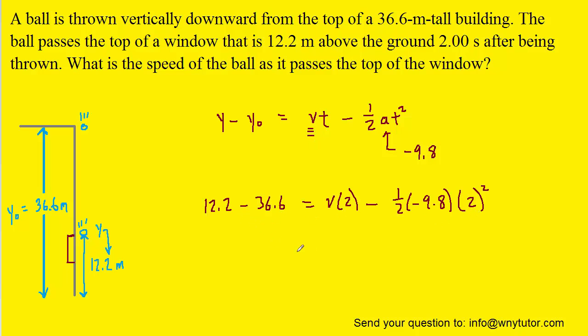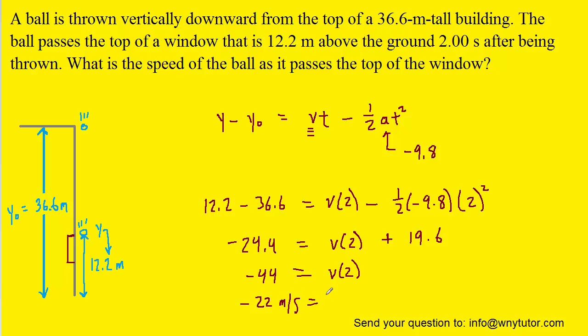So here are all the values plugged in. We'll simplify the left side as well as this block of terms here. We could then subtract 19.6 from both sides of the equation. And then finally, when we divide both sides by 2, we get negative 22 meters per second for the final velocity of the ball at that final position.